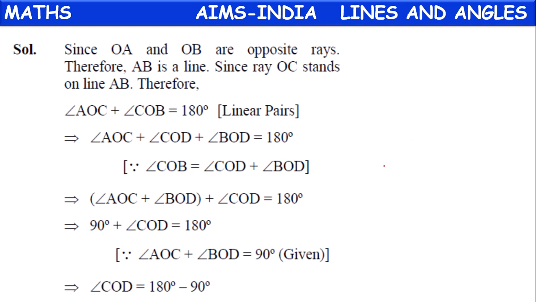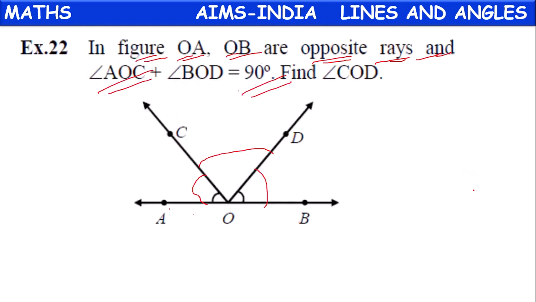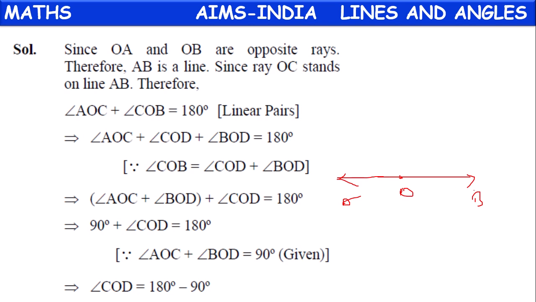So this is O, A, B, this is C, and this is D. This is A, this is B. What have they given? OA and OB are opposite rays. Therefore AB is a line. OC stands on AB.